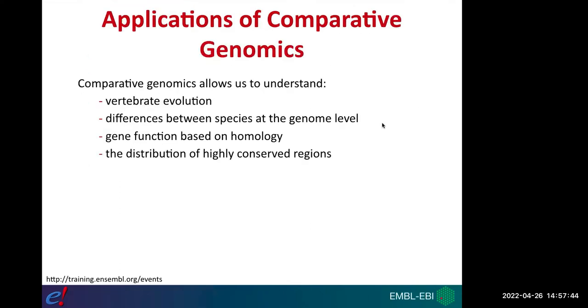Comparative genomics is really useful because it can help us to understand vertebrate evolution if we're studying evolutionary genomics. It can also help us to look at differences between species at the genome level. More important for us in terms of looking at model organisms, I think comparative genomics is most useful in being able to understand gene function based on homology between related species. And we can also use comparative genomics to look at the distribution of highly conserved regions across the genome that might be functionally important.